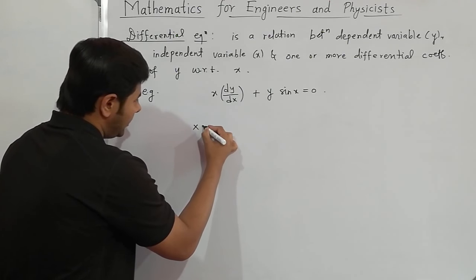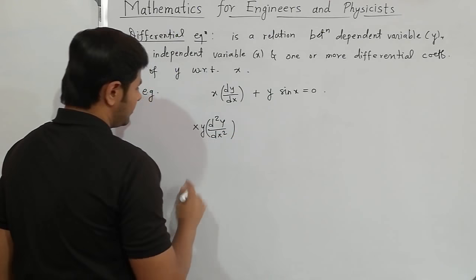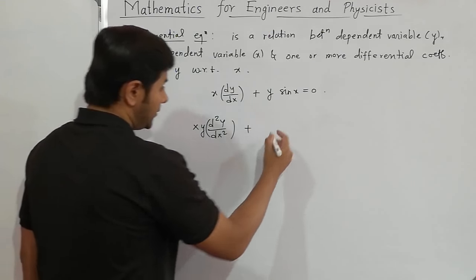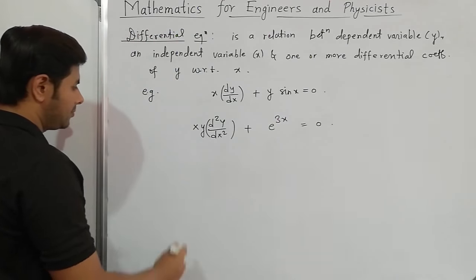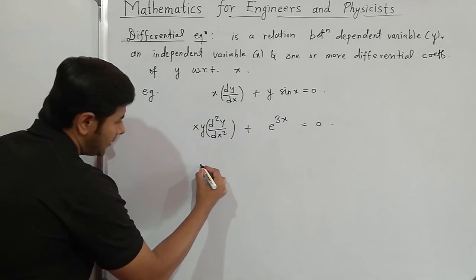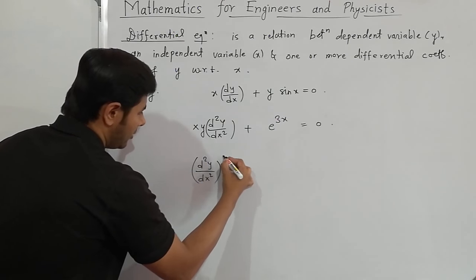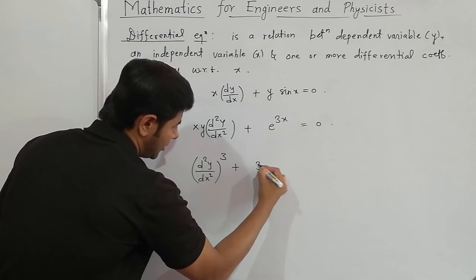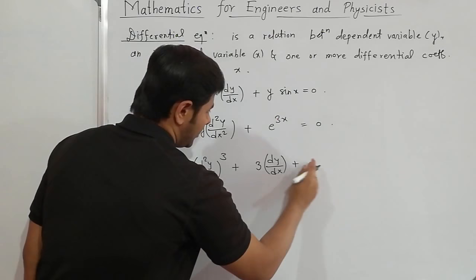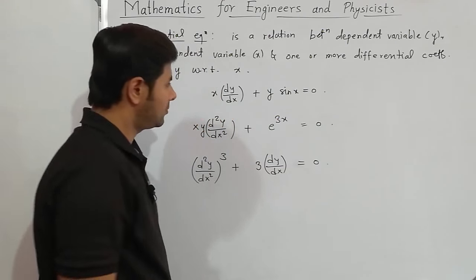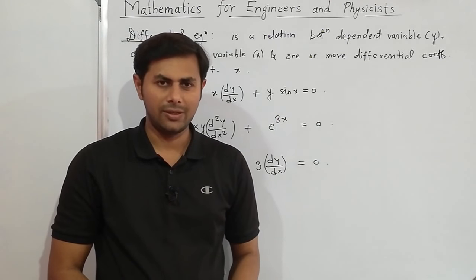Then xy d2y by dx square plus, let's take e raised to 3x equals 0. Then let's take another example. So d2y by dx square whole cube plus 3 dy by dx plus something, or suppose this is equal to 0. So these are some examples of differential equations.